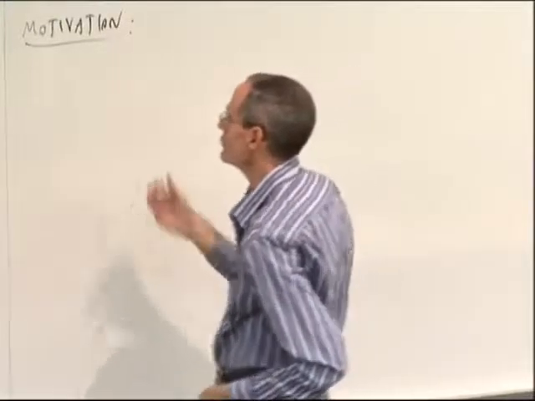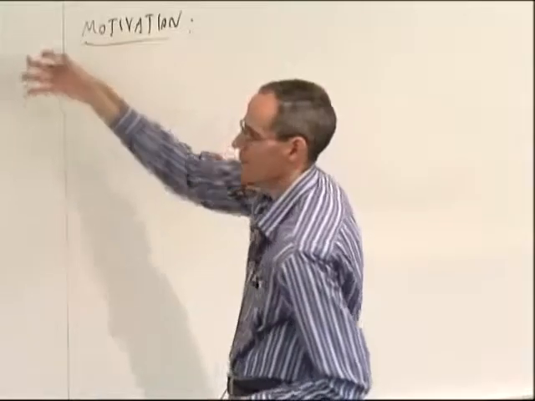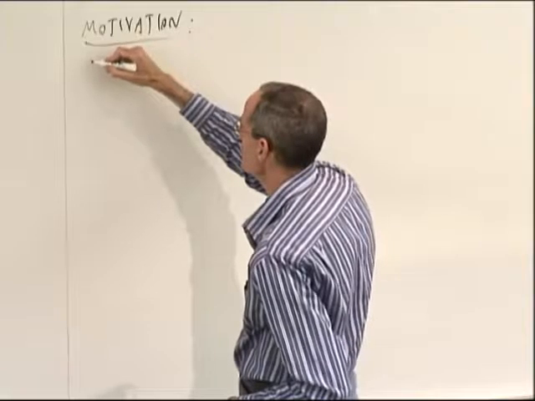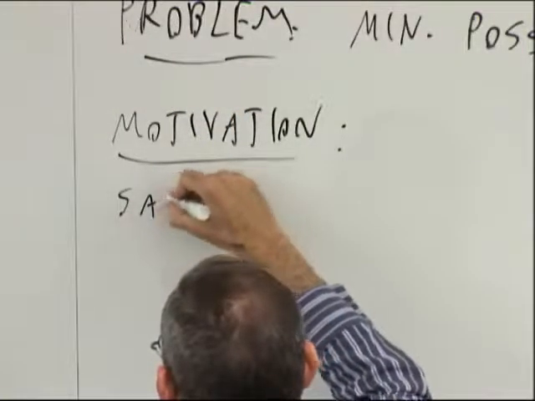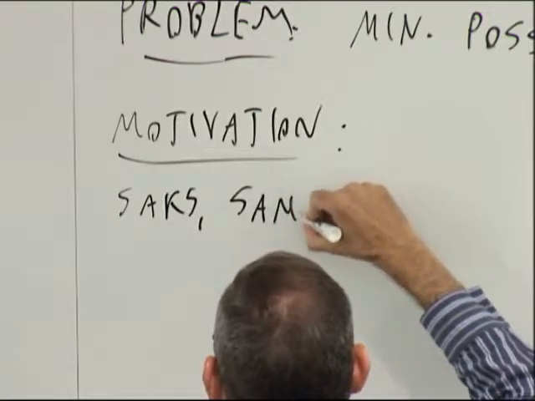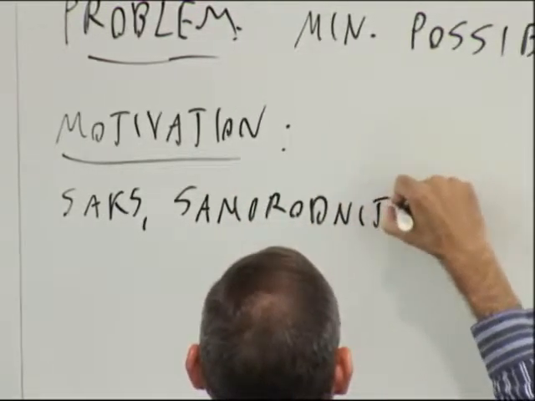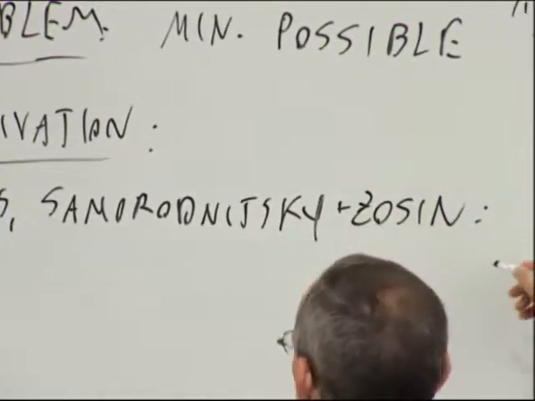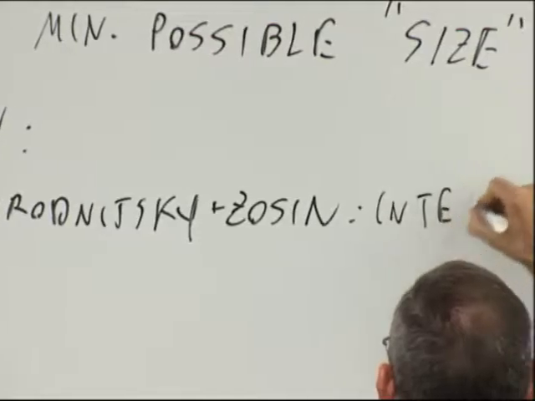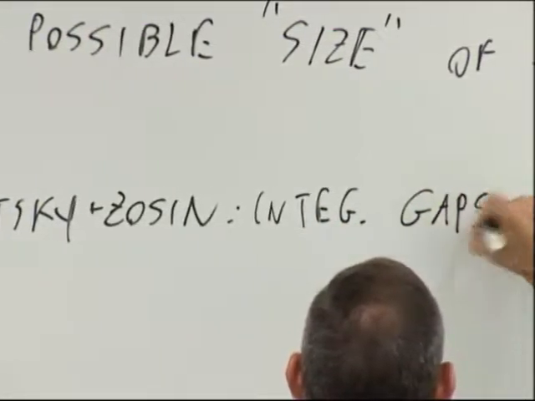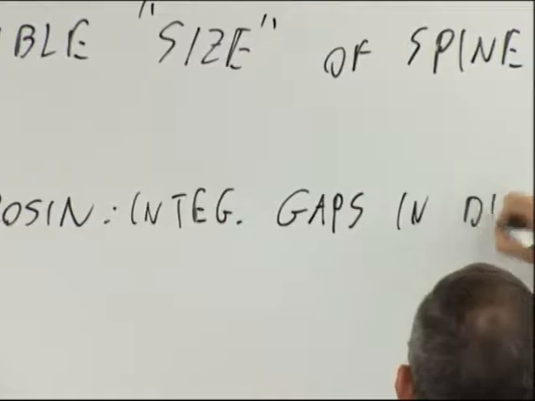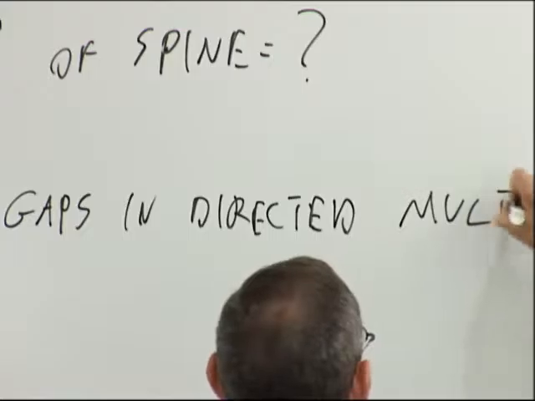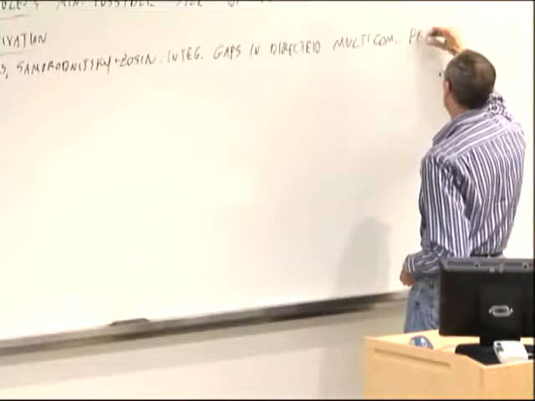So the original one, as I said, some versions of these problems have been considered before. The first one maybe is in a paper by Sachs, Morodnitsky, and Zosin. And their motivation came from integrality gaps in directed multi-commodity problems.